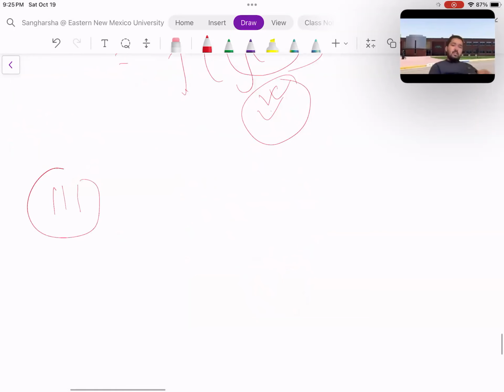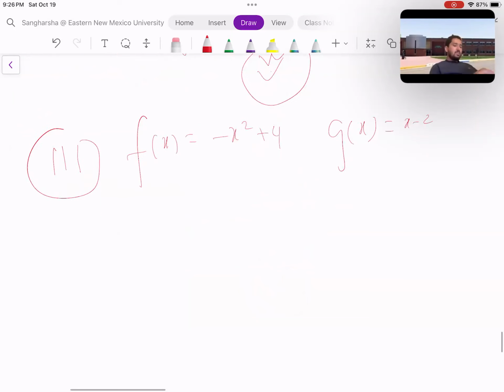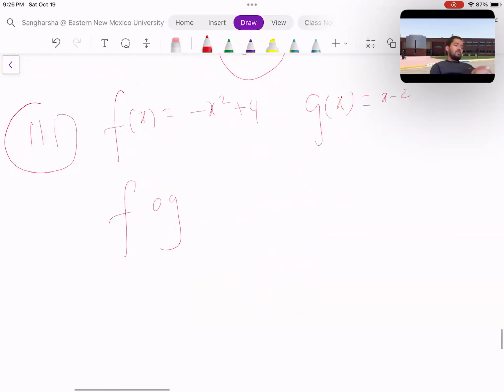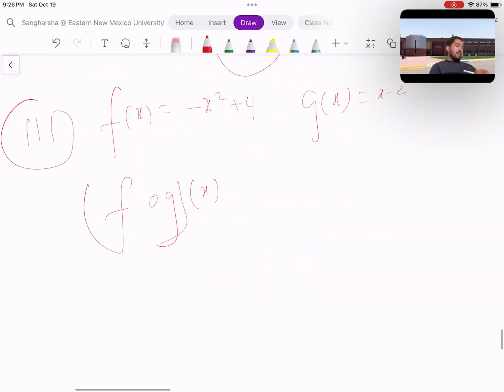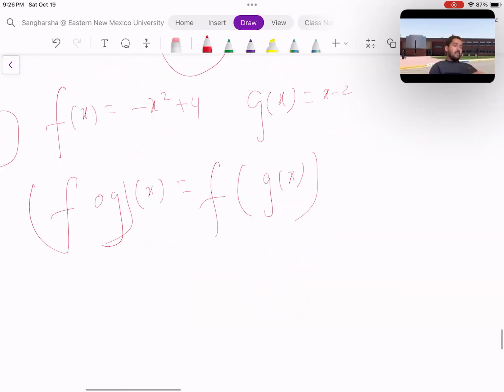Okay, so here you have f of x given as negative x squared plus 4. G of x is given as x minus 2. And you are asked to find f composite g of x. Use the definition, that is f of g of x. Okay, you substitute g of x. F as it is, g of x is x minus 2. Now find f of x minus 2. So you substitute x minus 2 for every x in this f function.